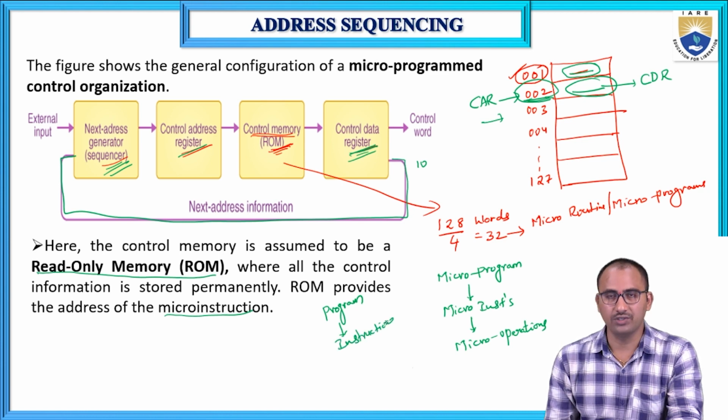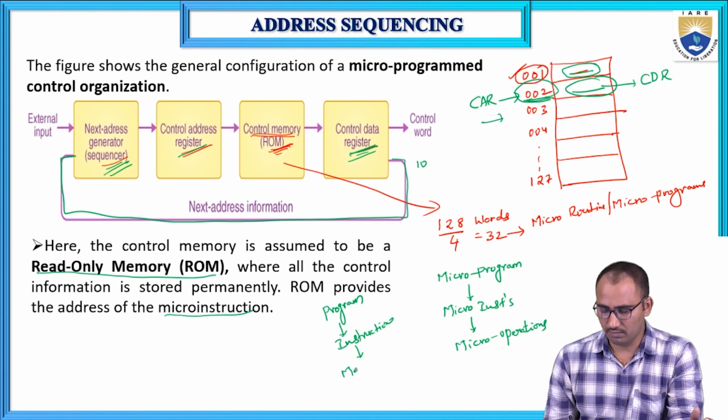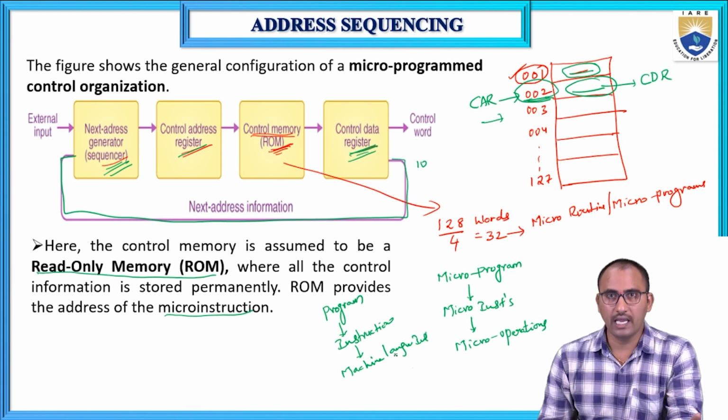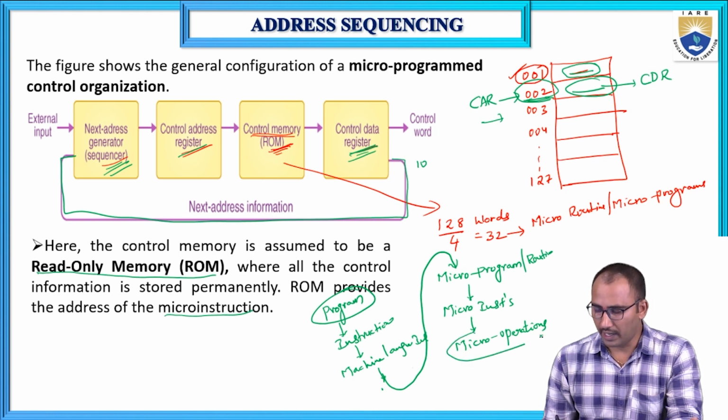The CPU cannot directly execute the instructions. First the instructions will be converted into machine language instructions. These machine language instructions require the micro routine or micro program. So the machine language instructions require the micro instructions, micro program or micro routine. This is the relation between a program and the micro operations.